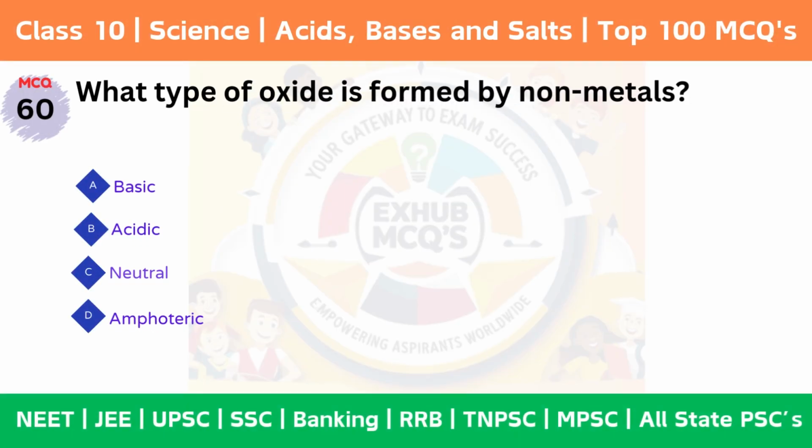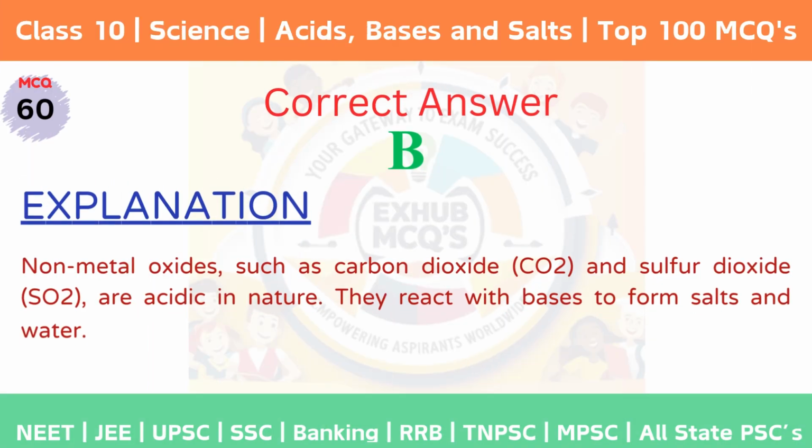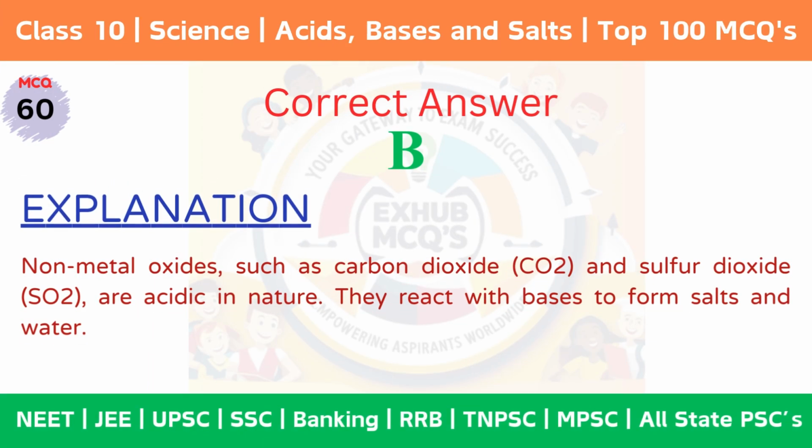MCQ 60. What type of oxide is formed by nonmetals? Option A, basic. Option B, acidic. Option C, neutral. Option D, amphoteric. The correct answer is option B, acidic. Explanation: non-metal oxides such as carbon dioxide and sulfur dioxide are acidic in nature. They react with bases to form salts and water.